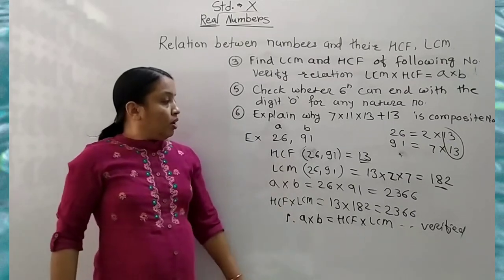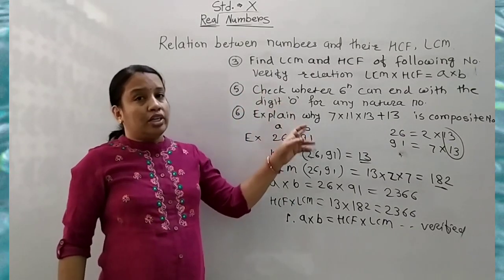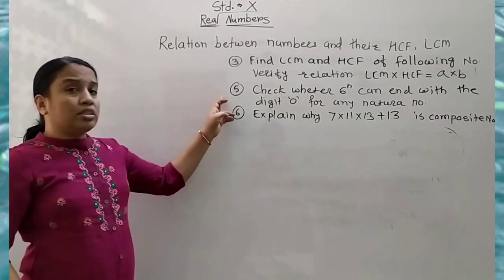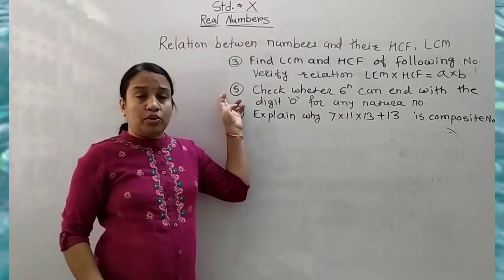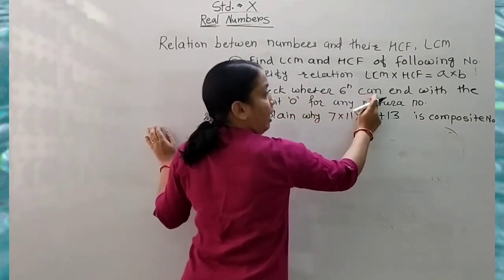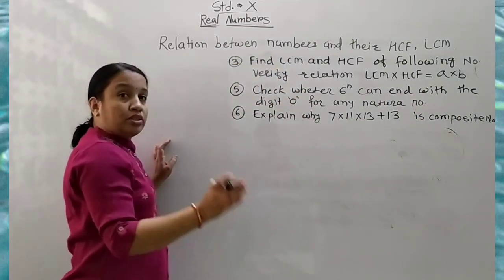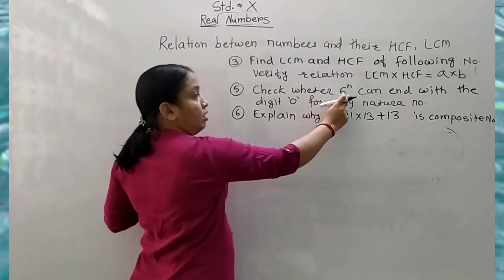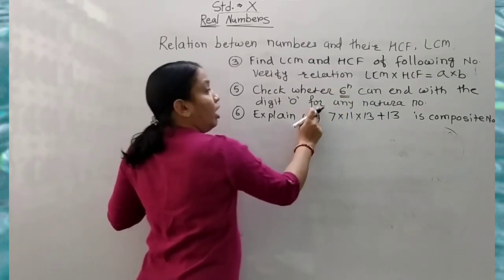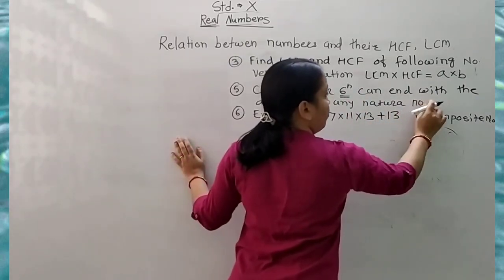Okay. Now let us see another example, and that example is generally asked for 2-3 marks. Now let us see this example. This type of example is generally asked for 2 marks. Check whether 6 raised to power n can end with the digit 0. Means you have to check whether this number can end with 0 or not for any natural number n.